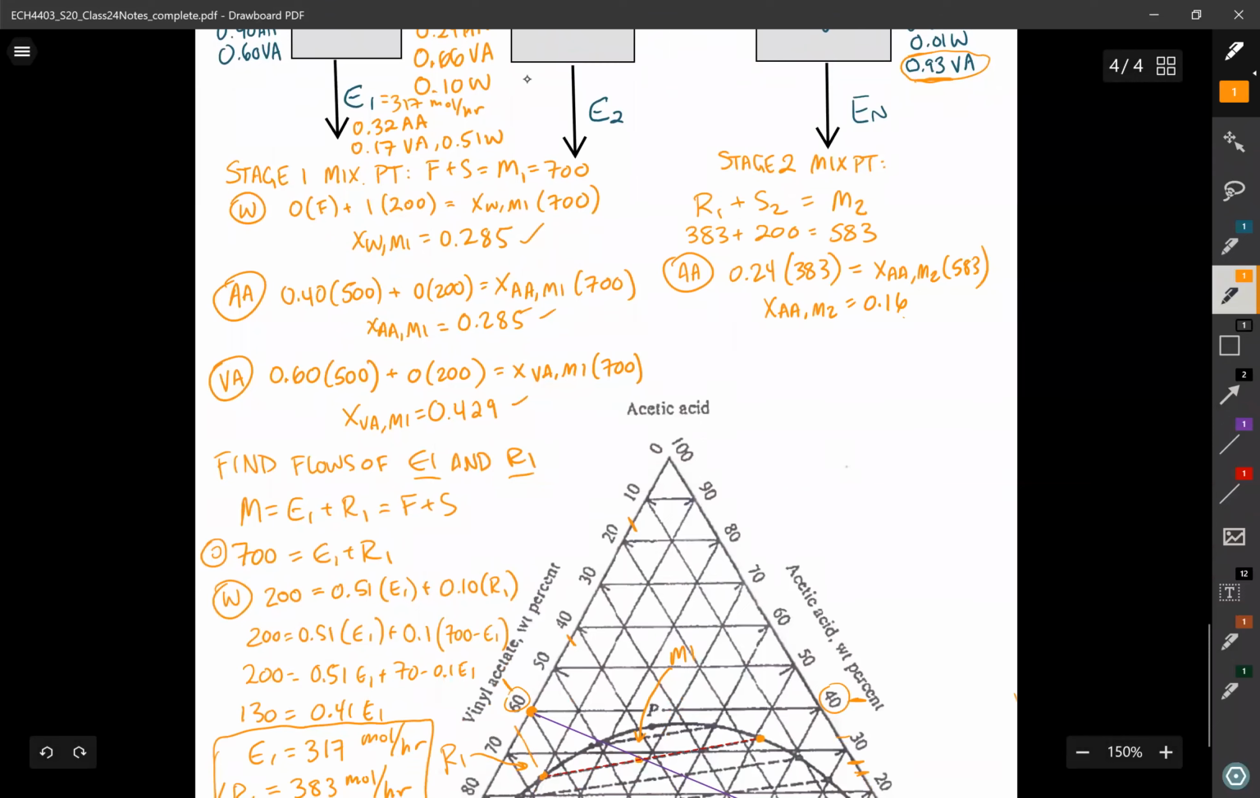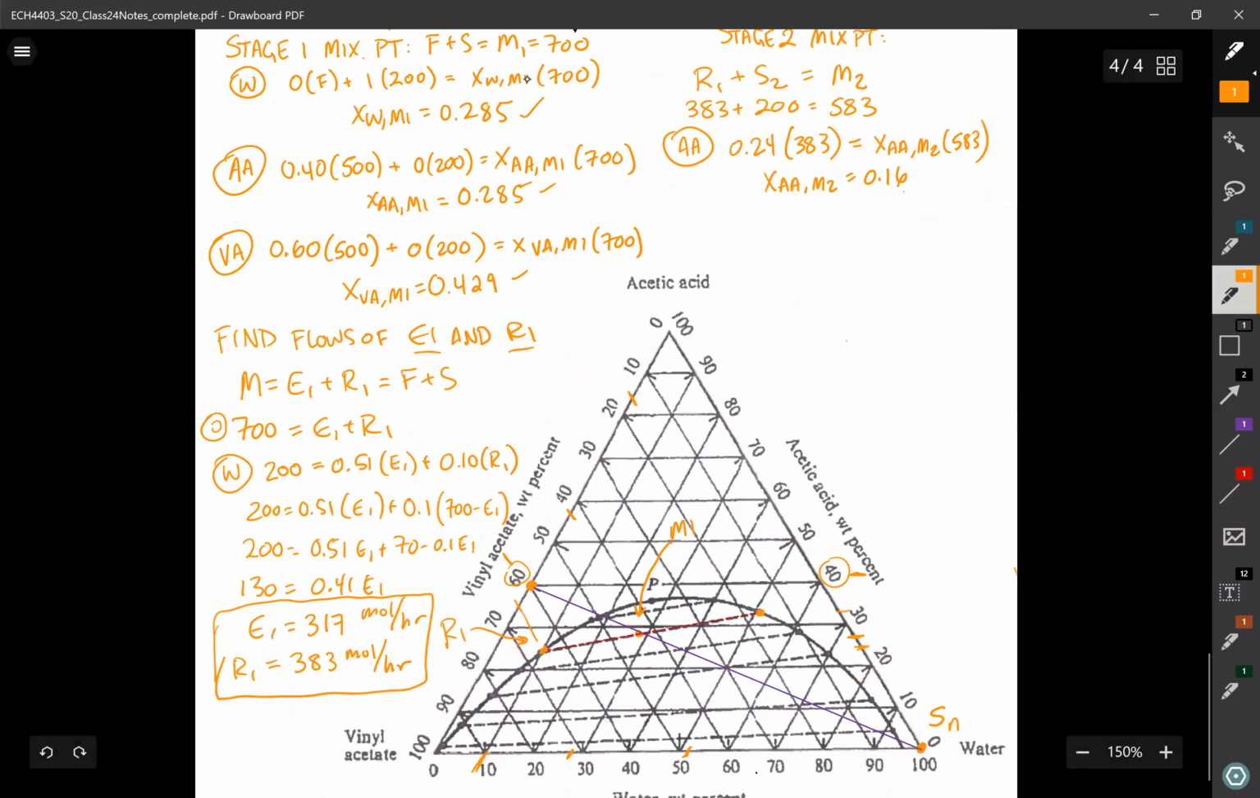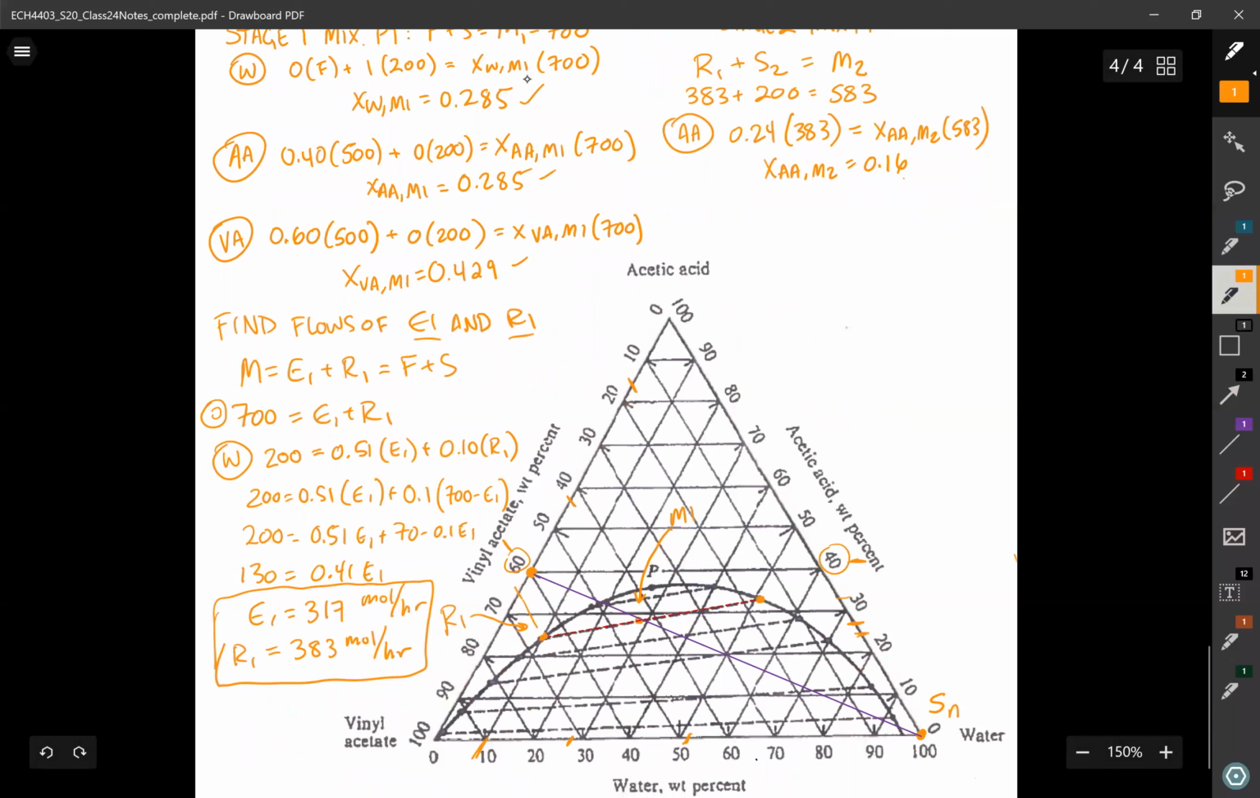Now that's all I'm going to do for that one. So I'm going to show you how you would find it a little bit quicker. What am I mixing in stage 2? I'm mixing raffinate 1, which we found in the last stage. So that point is there. We're mixing that with pure solvent. So I'm going to connect the two things that we are mixing. We are connecting R1 to S2, and we know that the acetic acid composition is 16%. So all I have to do is find where acetic acid is 16%, and I must be along this mixing line, maybe something like that.